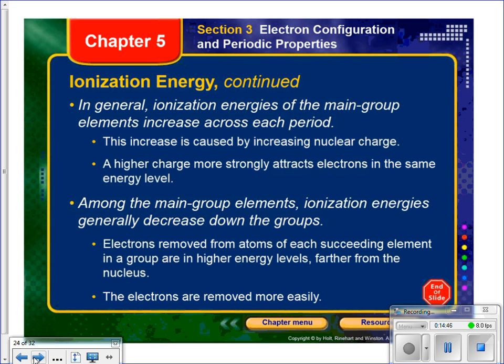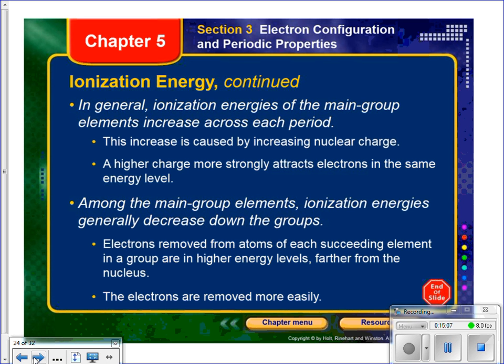So as we move across the periodic table, our ionization energy is going to increase. It's going to take more energy to remove each electron from that atom. And that's because our atom's getting smaller. Those electrons are moving closer to the nucleus, and so it's going to be harder to pull them away.